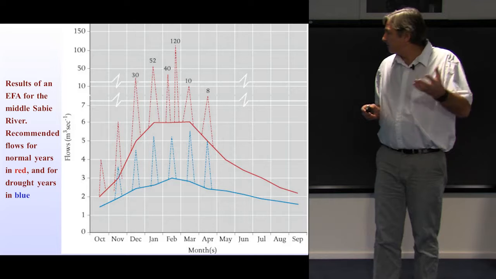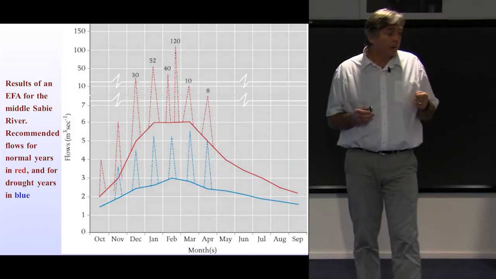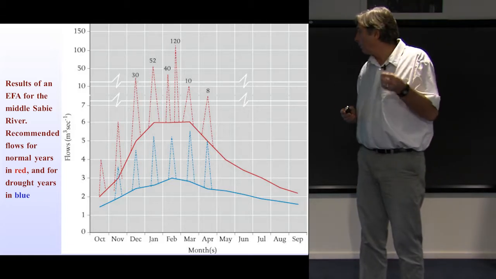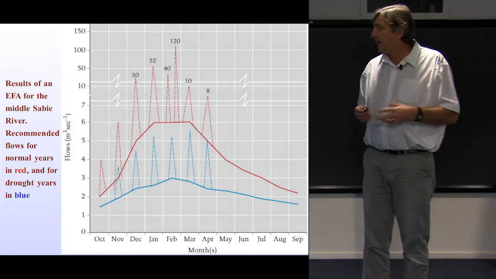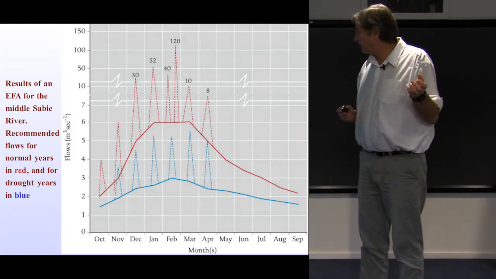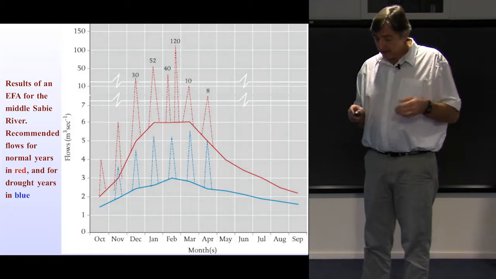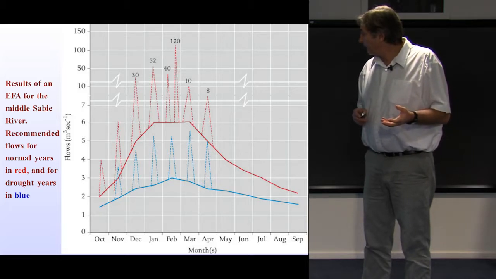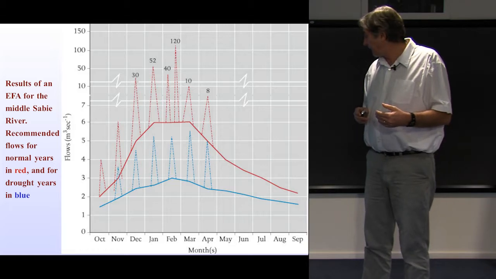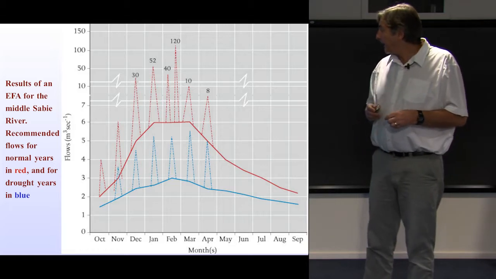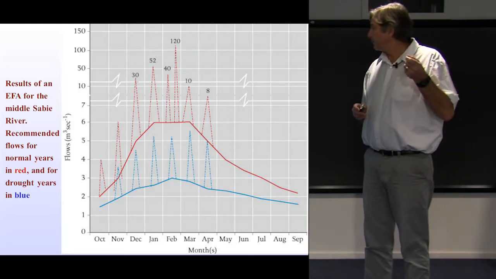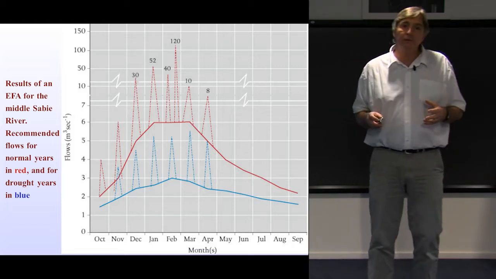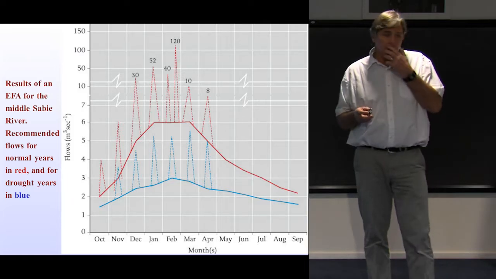Now, here's an example of results for an environmental flow assessment, EFA, for the middle Sabie River. These are recommended flows for normal years, what we call maintenance years in red, and for drought years in blue, where obviously the flows are going to be lower. So what we've got there is wet season base flows with then dry season base flows going down in July, August, September, October, and then with peak flows, small floods and larger floods on top of those. Now the question is, how did we get to those flows? What are they for, and how do you go about assessing them?